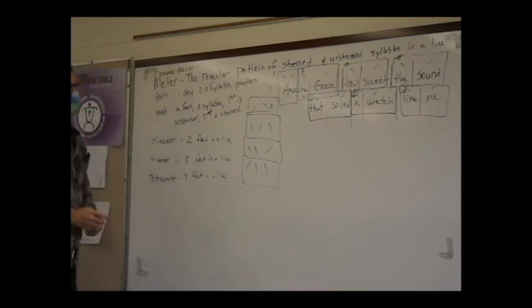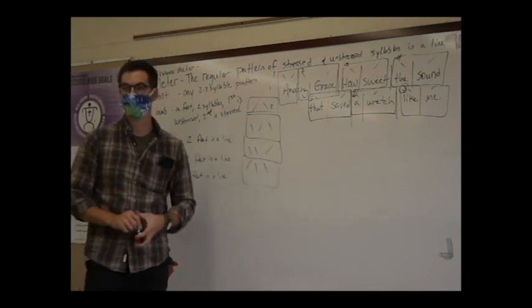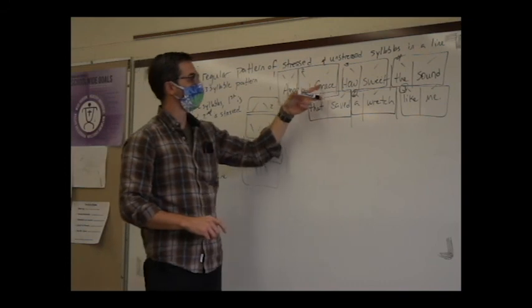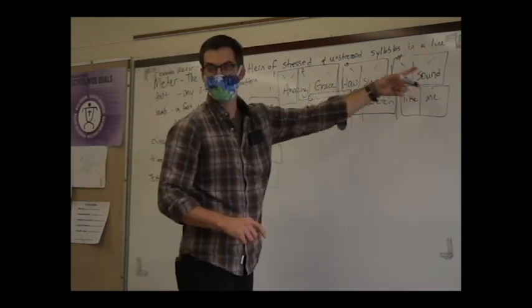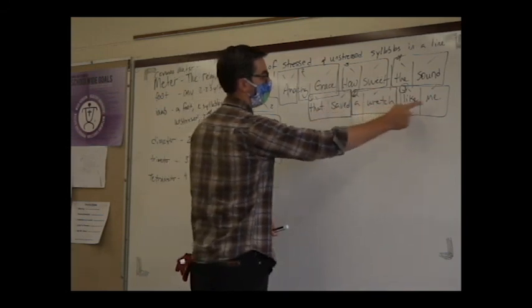Common meter is a pattern of 8, 6, 8, 6 syllables. So this is 8 syllables: 1, 2, 3, 4, 5, 6, 7, 8. And then the next line is 6 syllables: 1, 2, 3, 4, 5, 6.